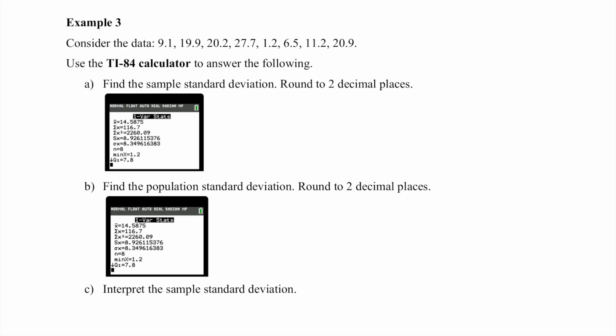Question A is asking for the sample standard deviation. We are going to use Sx. And when rounded to 2 decimal places, the sample standard deviation is 8.93. Question B is asking for the population standard deviation. We are going to use sigma x. And when rounded to 2 decimal places, the population standard deviation is 8.35.